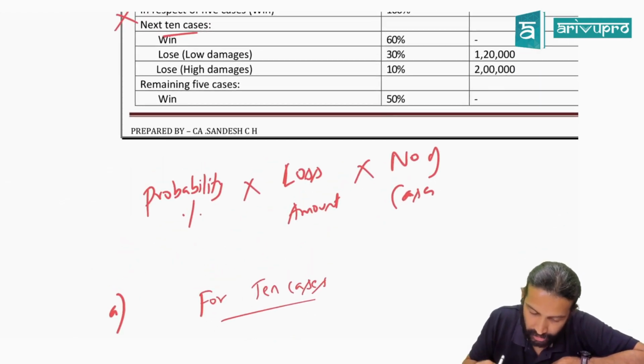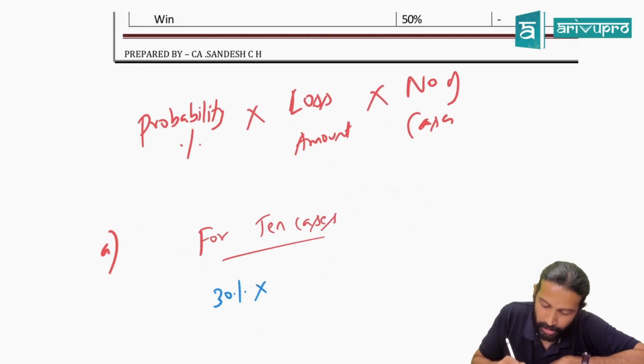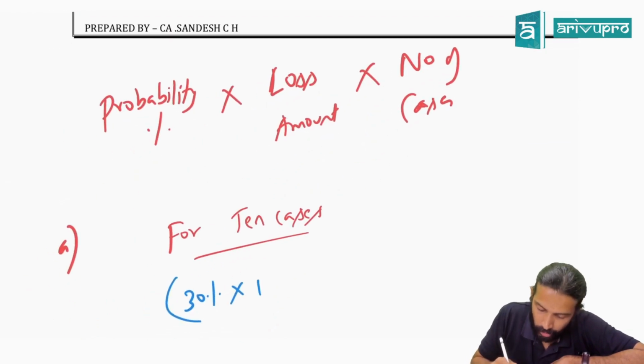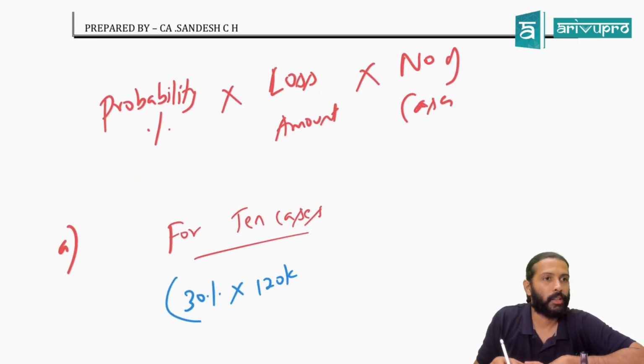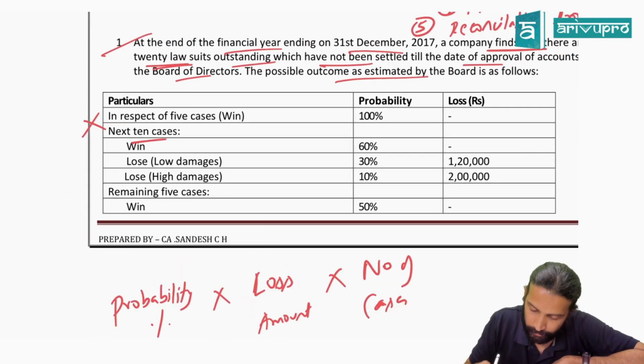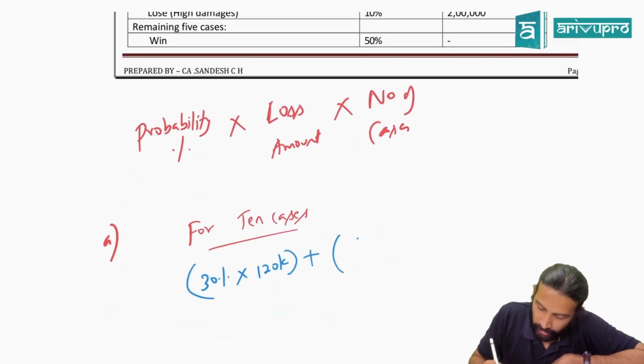What is the probability percentage? For low damages it is 30%. There is a 30% chance that you may have to pay how much? 1,20,000. So take this. And there is another 10% chance that you need to pay how much? There is a 10% chance that you have to pay 2 lakh.